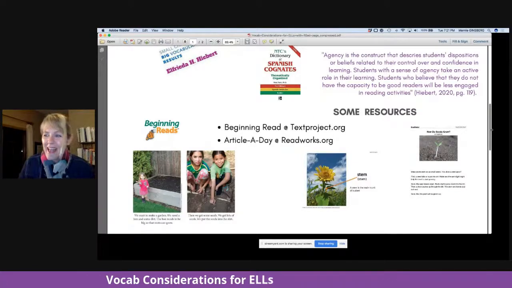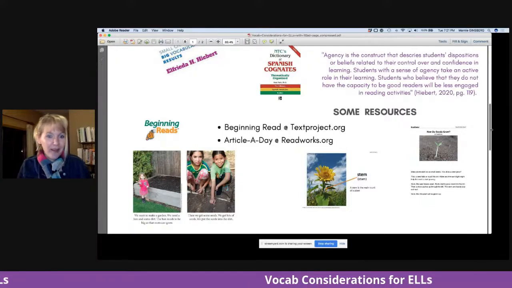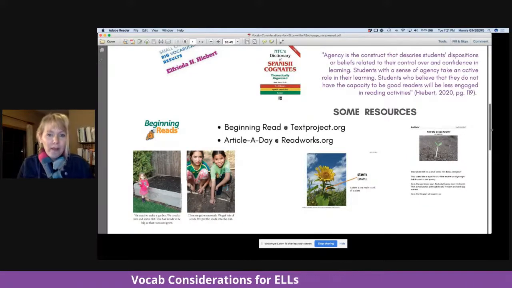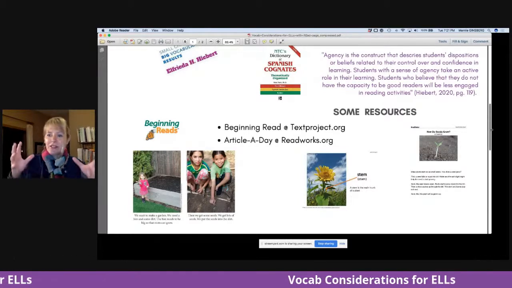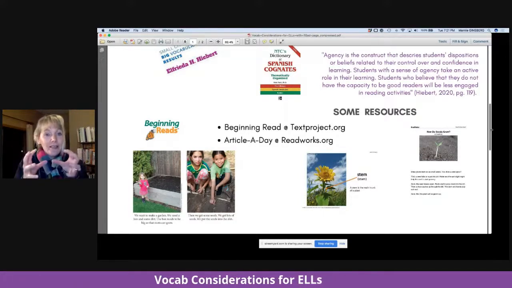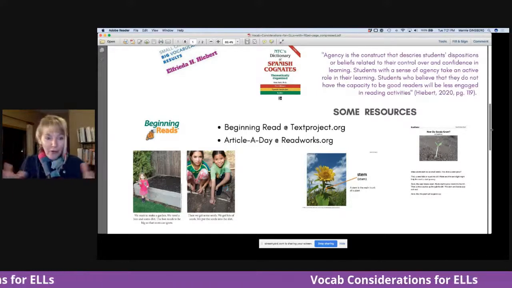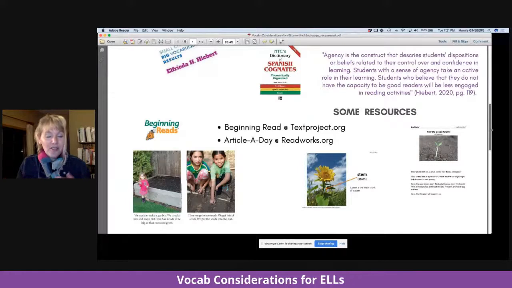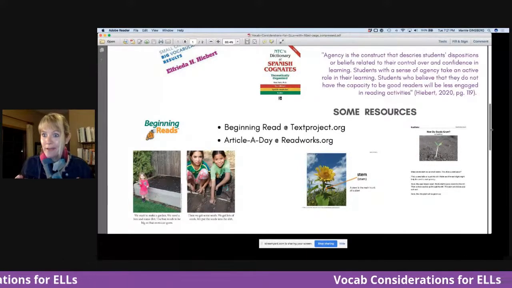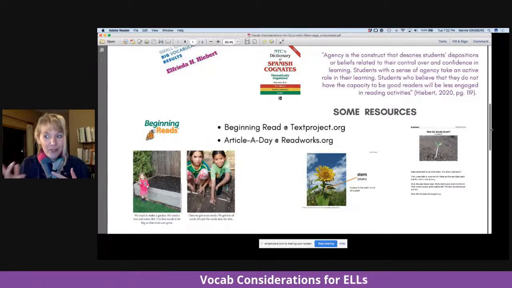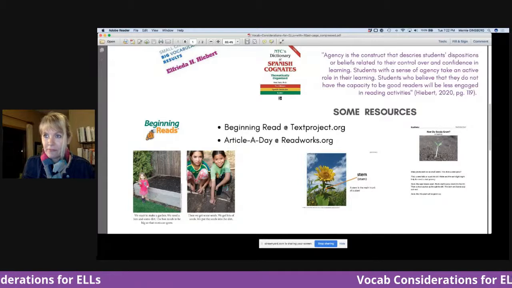Beginning Reads at textproject.org is a fabulous resource. It's quite unbelievable how many things are there for free for you. What is great about it is that she's created text sets that are on a theme. So I'm going to show you a theme today for all these resources. Say you're teaching seeds and plants. Would you like to see some samples of her stuff and also some things at Article of the Day? Should we get into that?